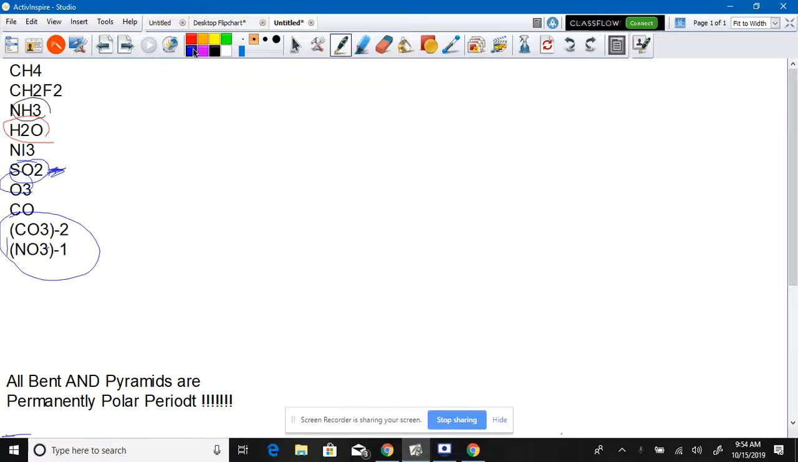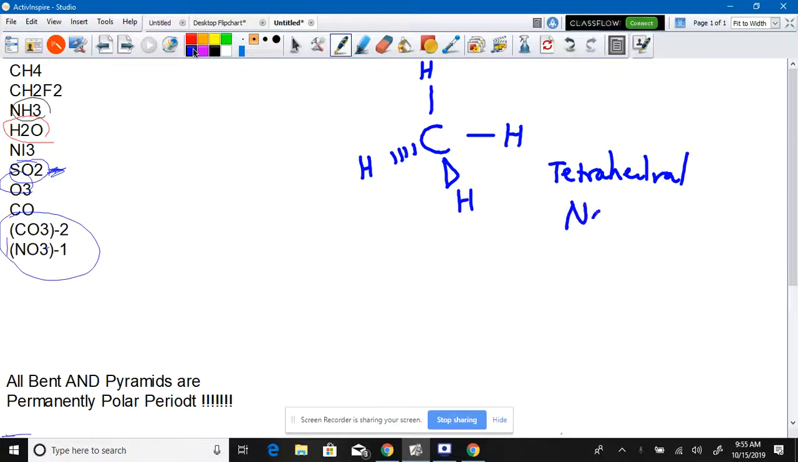Ooh, who said nonpolar with H's all the way around? It's going to be what shape? Very good, class. Proud of you guys. It's going to be tetrahedral. I like to draw the wedges and the dash because it shows you a three-dimensional shape. So it is tetrahedral, and it is therefore nonpolar.